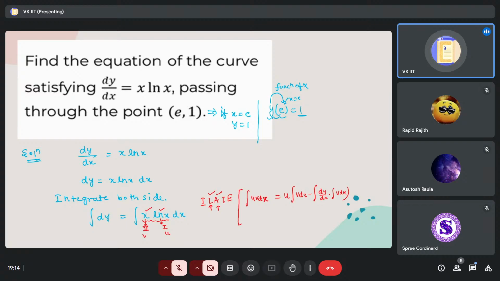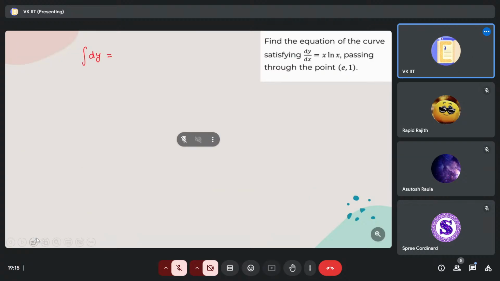It was dy is equal to x ln x dx. Or rather, I can say, let's write like this, ln x into x, because why I'm writing like this? Because this has to be taken as u and this has to be taken as v. Okay. Now apply the formula.